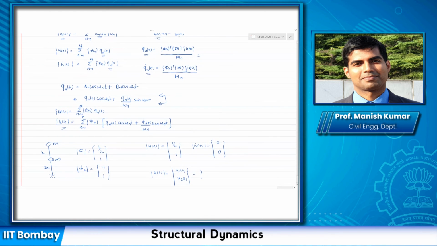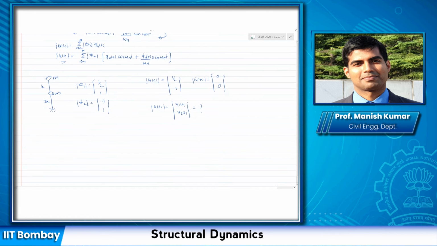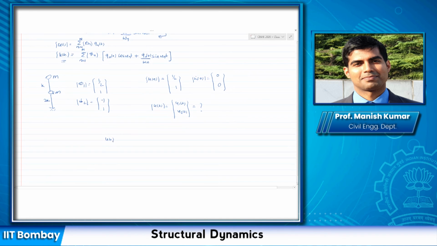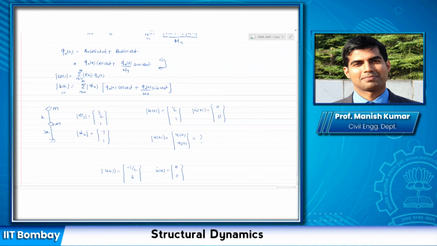And once you are done with that, consider, so this is the first part. Again, consider another situation in which the initial displacement vector is given as minus, let us say half, and this, and velocity again as 0. Then again get me the same thing. So solve this problem, see what you get as this final answer.